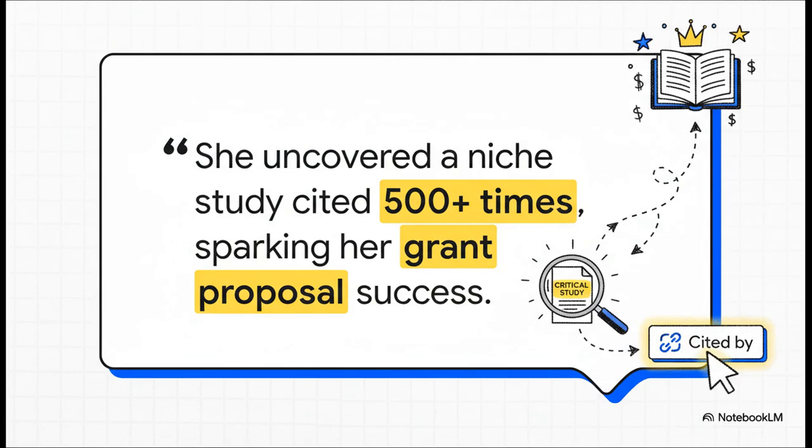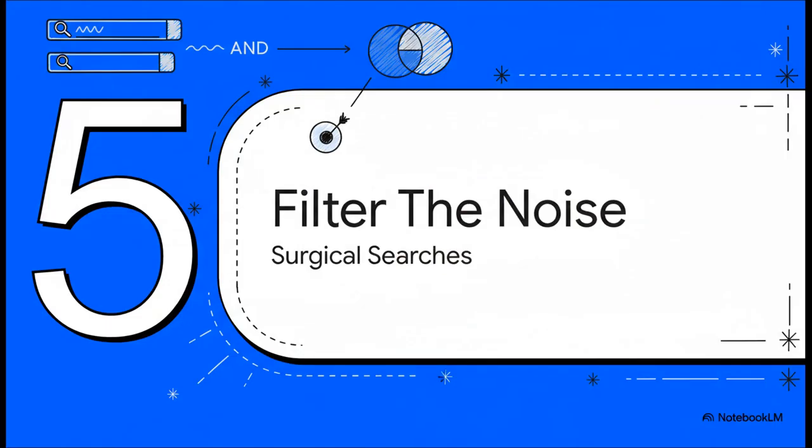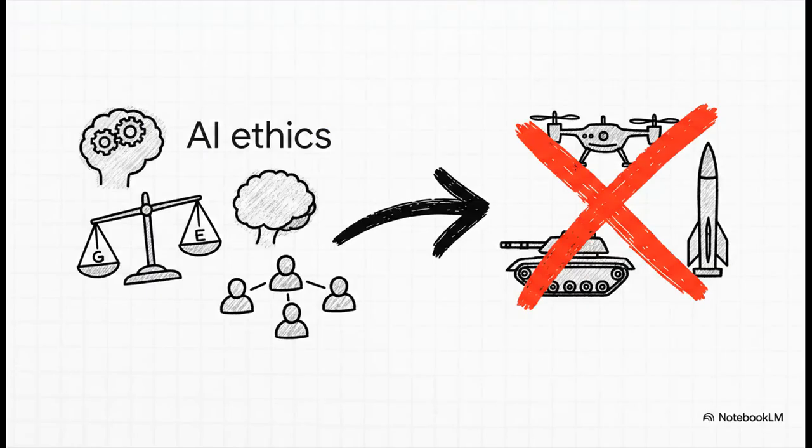So by following that breadcrumb trail of citations, Sophia had struck gold. She found this super influential study that she'd completely missed before. It became the absolute cornerstone of her proposal, and she got the grant. It all started with one click. Okay, you ready to level up? Now we're going to talk about combining terms to filter out all the noise and get truly surgical with our searches. Let me introduce you to Raj.